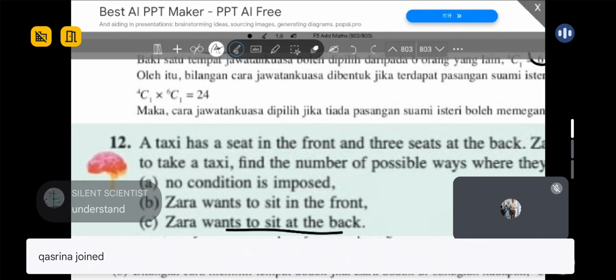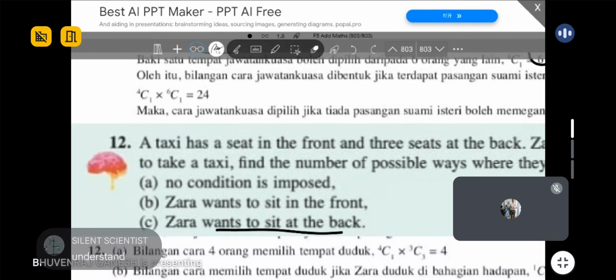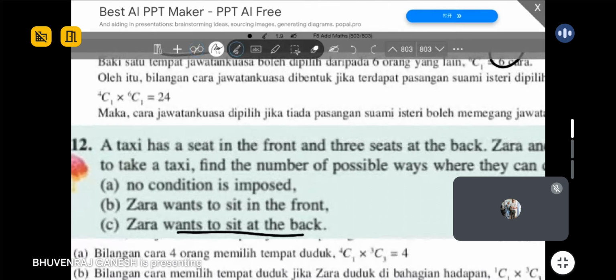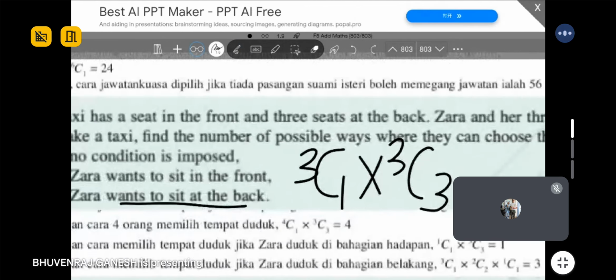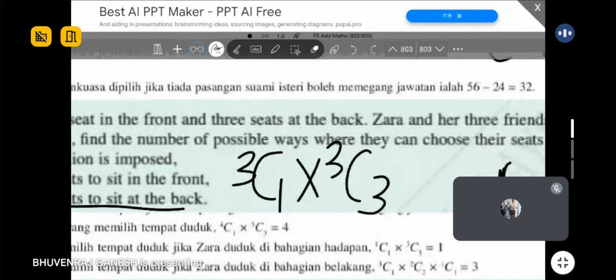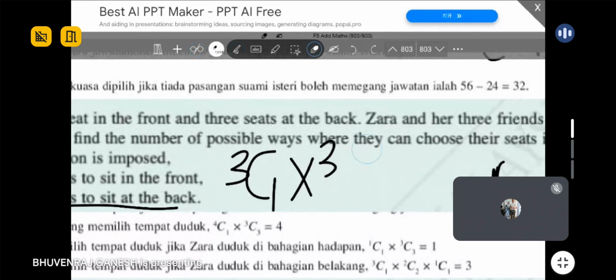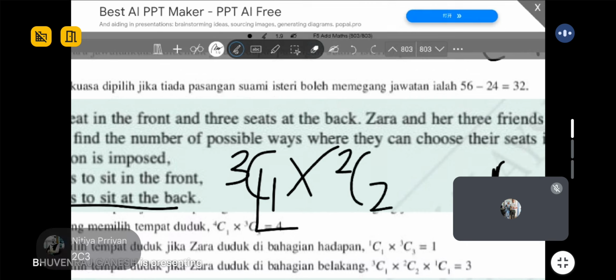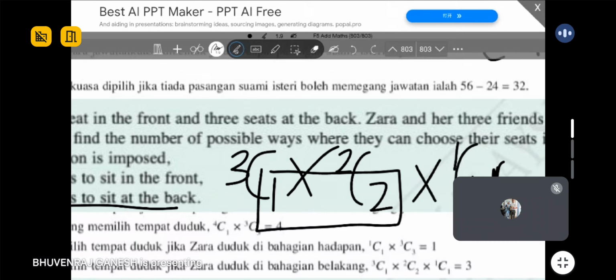Question C. They say Zara wants to sit at the back now. So basically 3 seats at the back, choose one. Then the remainder of 3 seats, choose 3. Because at the back there are a total of 3 seats. So you must separate. The total here must be 3 first, and then you fill in 1C1.